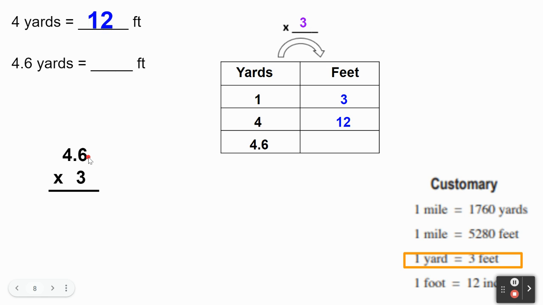3 times 6 is 18. So we'll put the 8 here, regroup the 1. 3 times 4 is 12, plus the 1 we regrouped is 13. Since our number here is in the tenths place and we're multiplying by the ones, our answer is going to be in the tenths place. So our answer is 13 and 8/10. For every 4 and 6/10 yards, there's 13 and 8/10 feet.